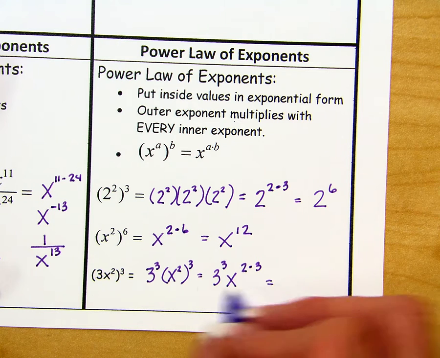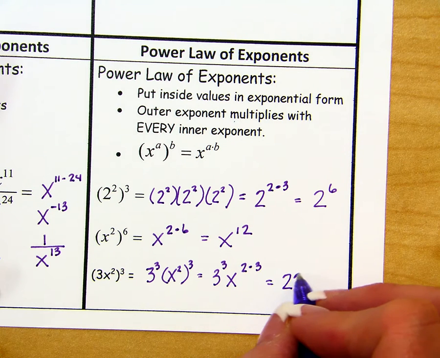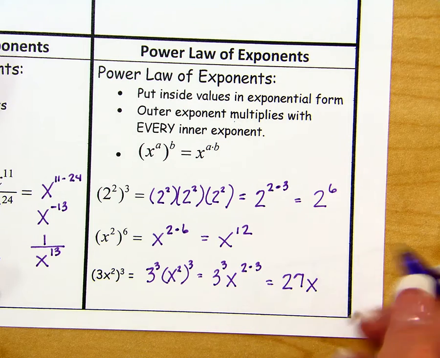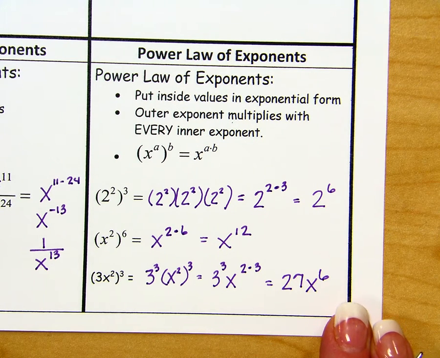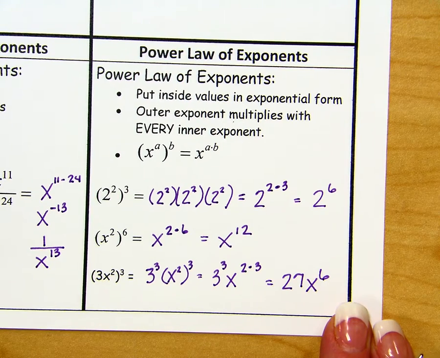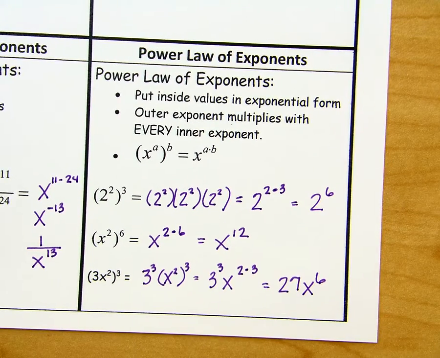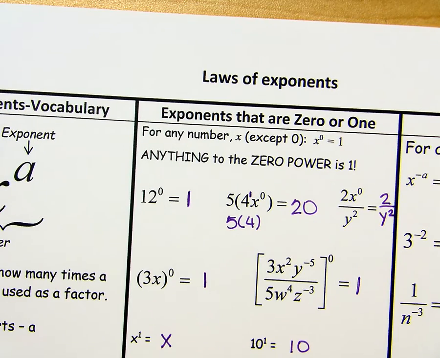Simplify these, and we're going to get 3 to the 3rd power is 27. X to the 2 times 3 is going to give us x to the 6th. So we end up with 27x to the 6th. So these are the basic laws that you need to know for exponents, and now we just need to practice them.